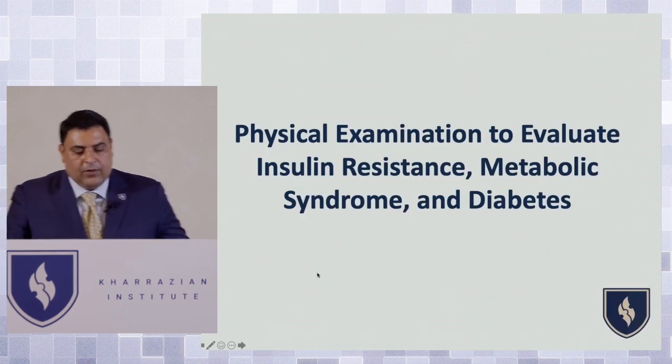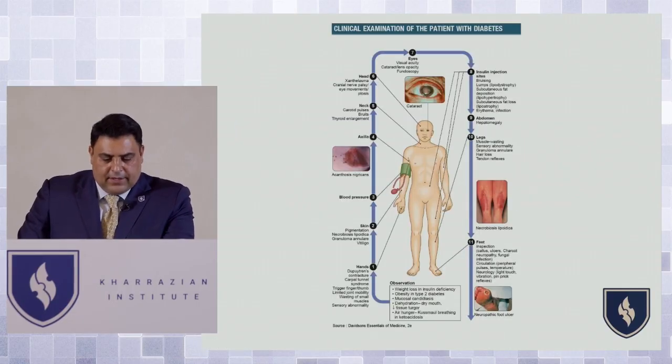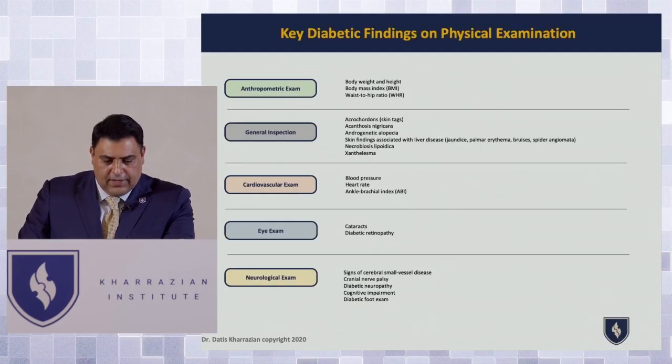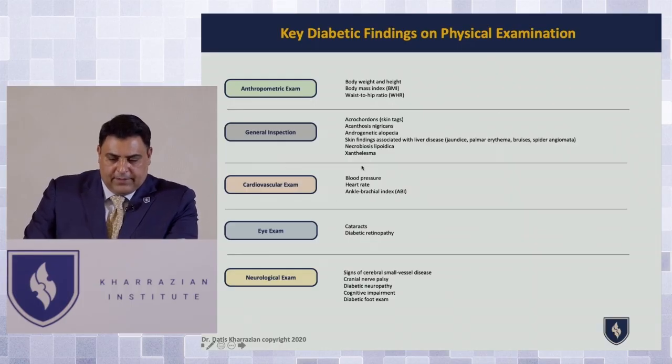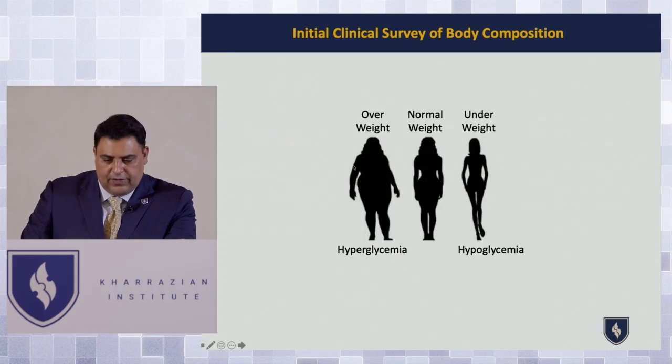Now, the physical exam for these patients. Here's a chart that goes into all the key things that can be involved with the diabetic patient. Let me just go over the key features. When you're doing your exam for insulin resistance, you want to start with the anthropometric exam. And that's basically body weight, height, body mass index, and waist to hip ratio.